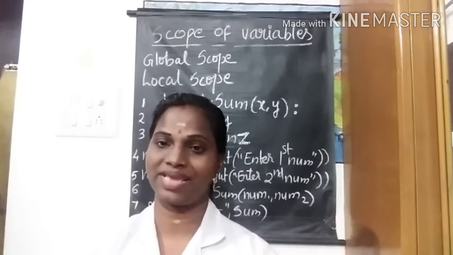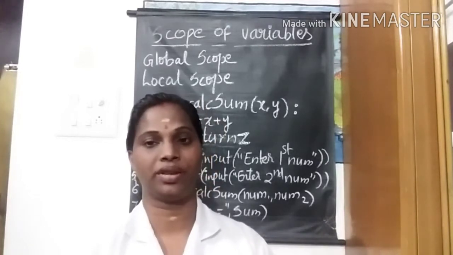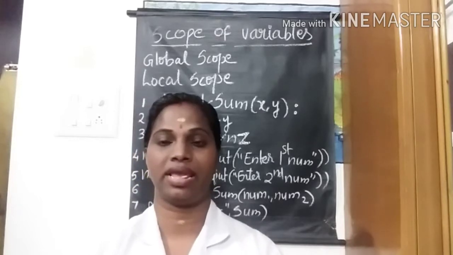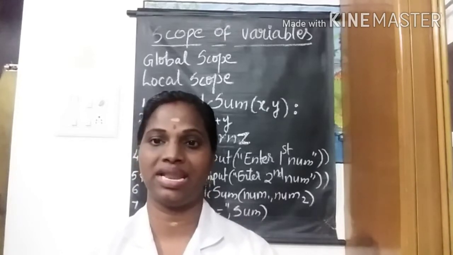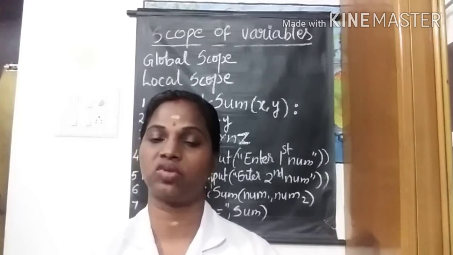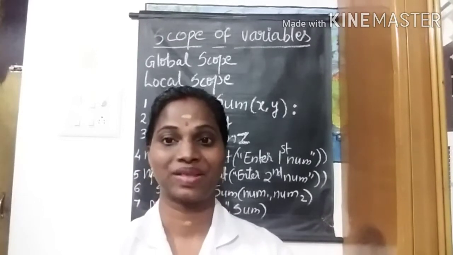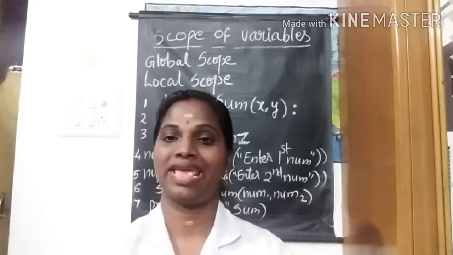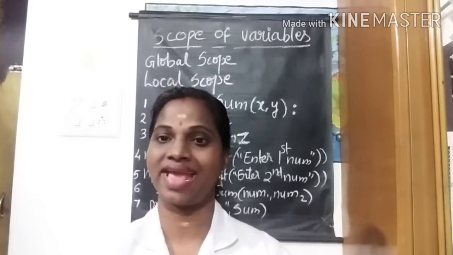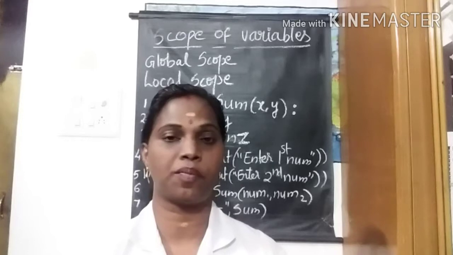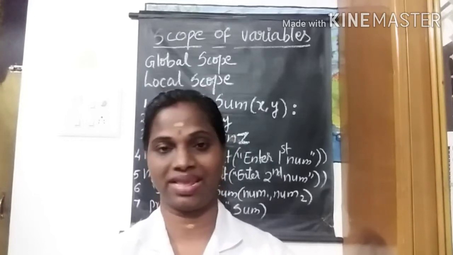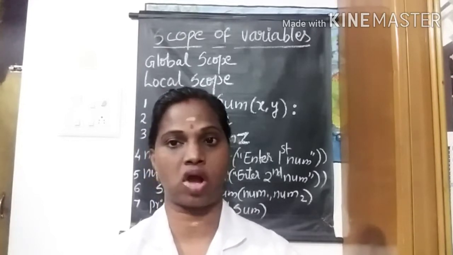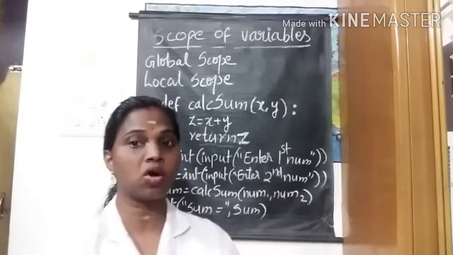Or simply, we can say that the part of a program within which a name will be legally accessible is called the scope of a variable. Once again, the parts of a program within which a name is legal and accessible is called the scope of a variable. Clear? Mainly two types of scope: global scope and local scope.